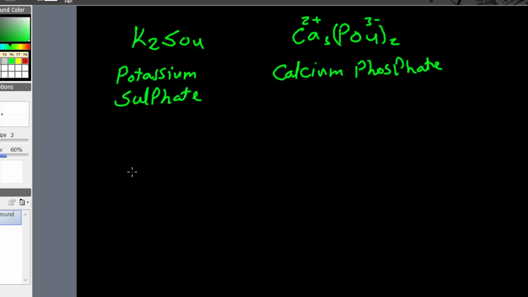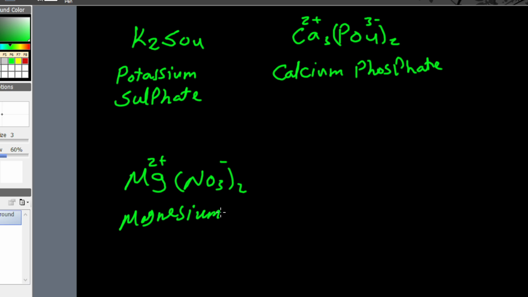How about something like Mg(NO3)2? Since magnesium is 2 positive and the nitrate is 1 negative, you have to exchange the valencies, and you have here magnesium nitrate, and so on and so forth.